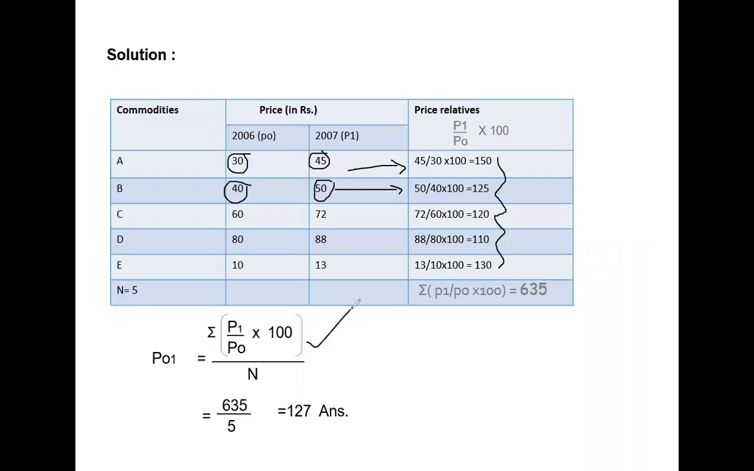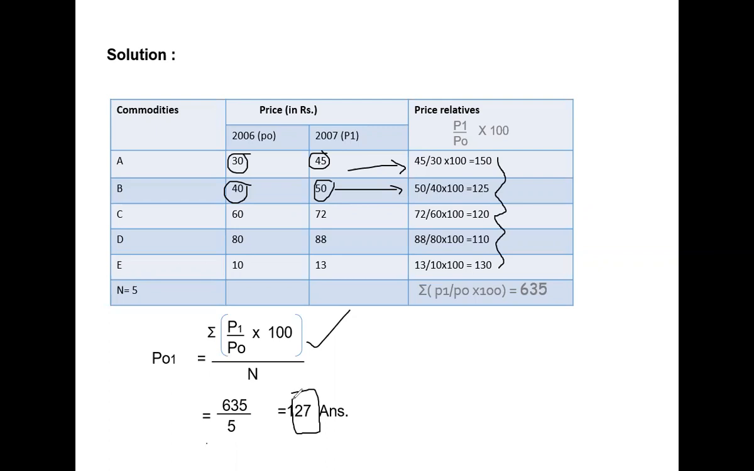Then we have the number of commodities at 5: 1, 2, 3, 4, 5. So we find the aggregate price relative to give us the price index. That will be 635 divided by 5, and the answer is 127, which means that there has been a 27% increase in the prices of commodities.